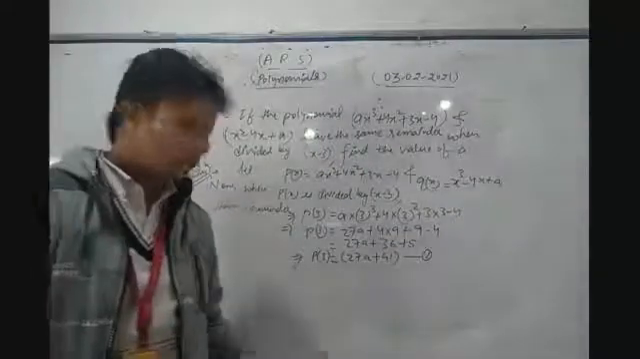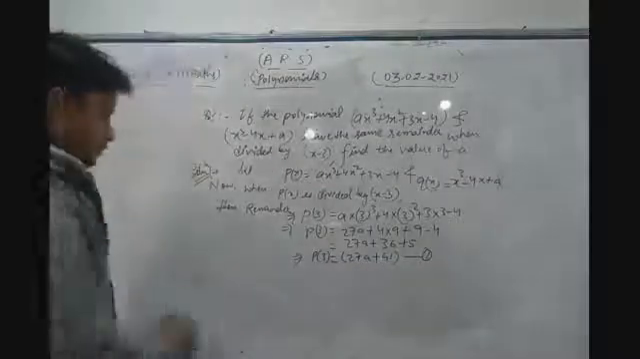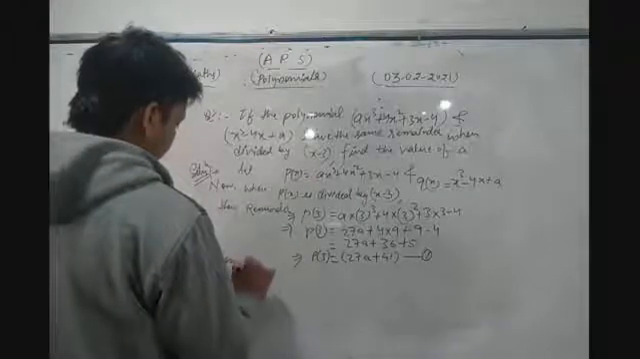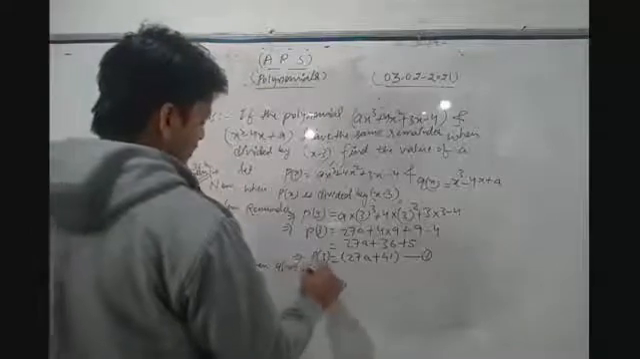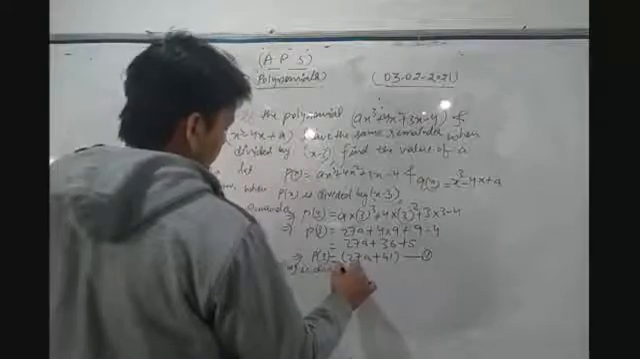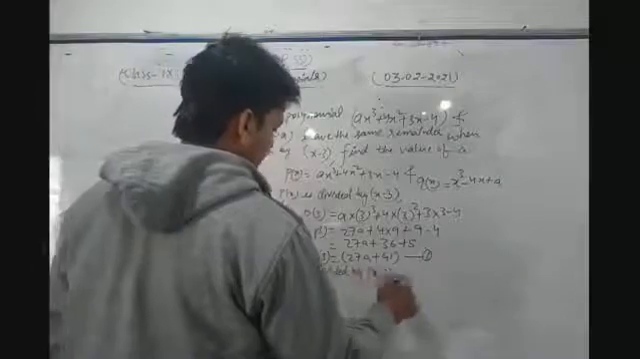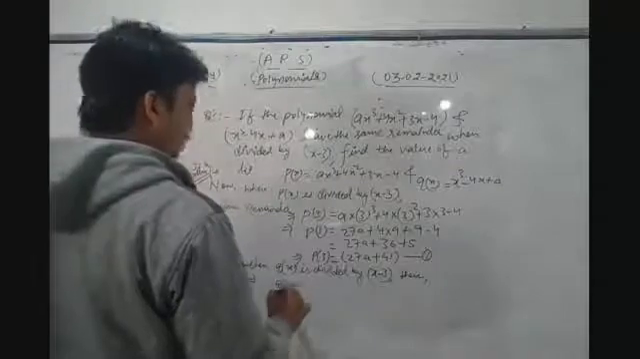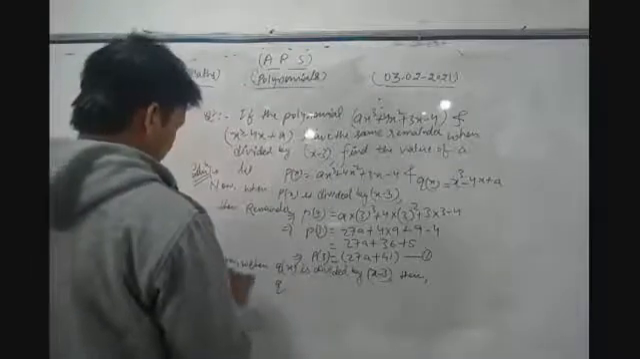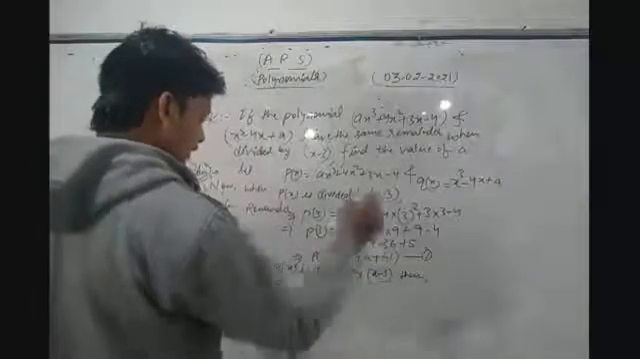Take this as equation number 1. In that condition we get the remainder p of 3 as 27a plus 41. Okay, dear students, now when another polynomial q of x is divided by x minus 3, then the remainder will be q of 3. Just replace x by 3 in that polynomial.